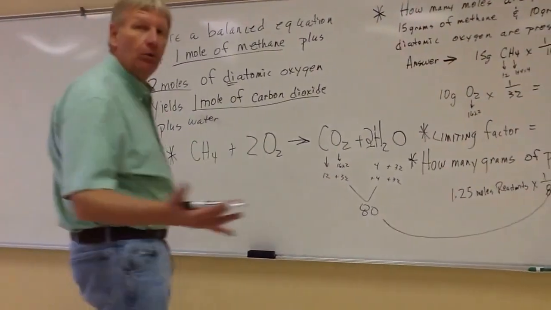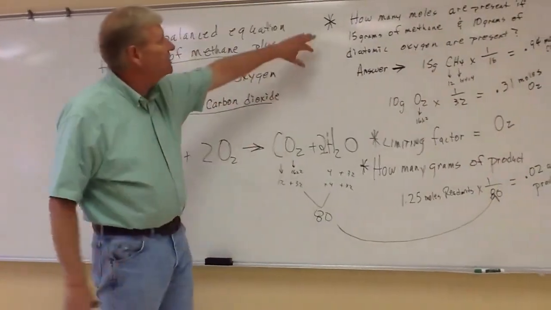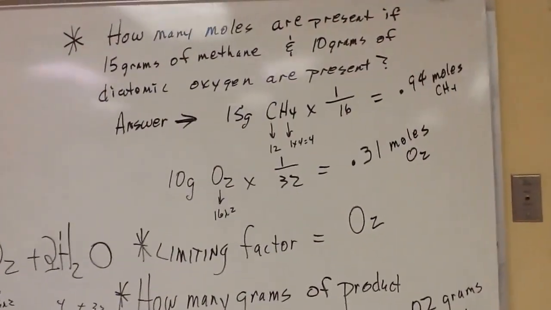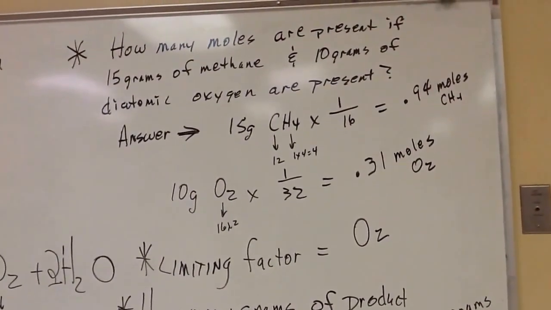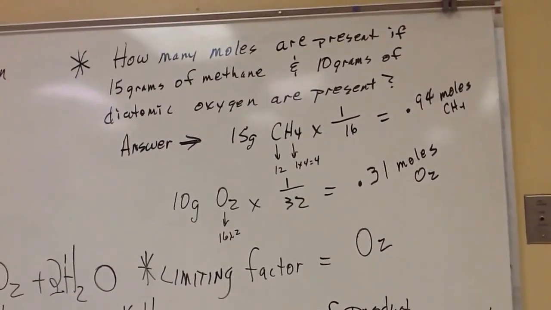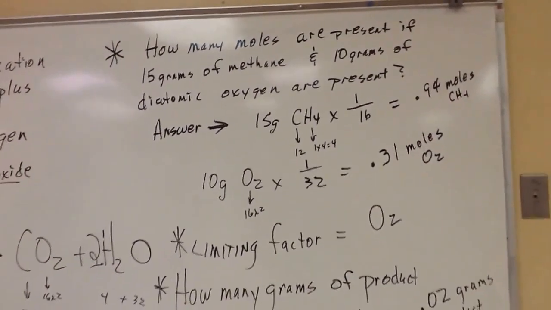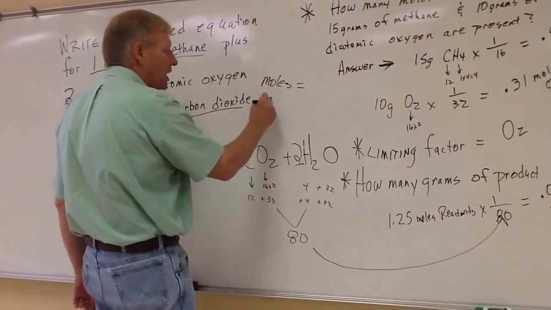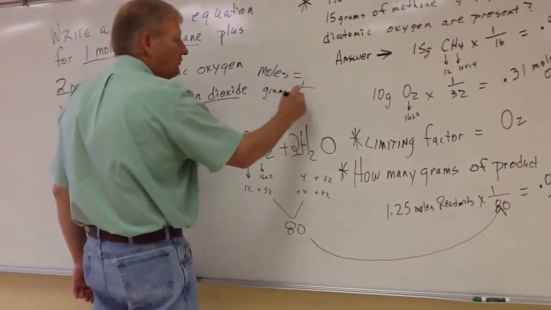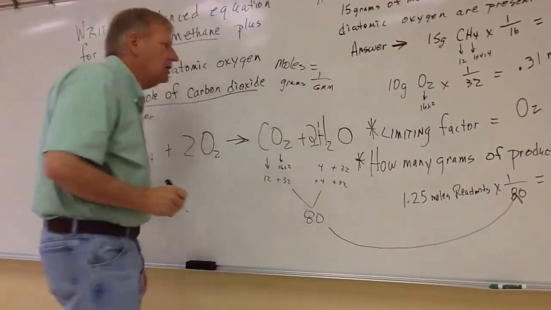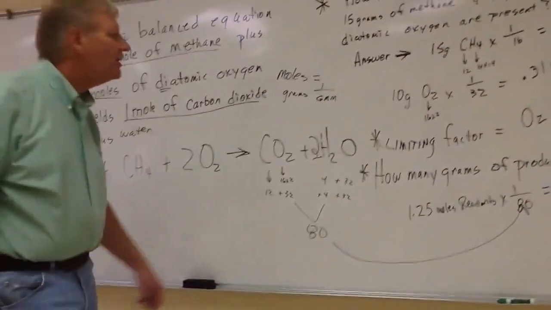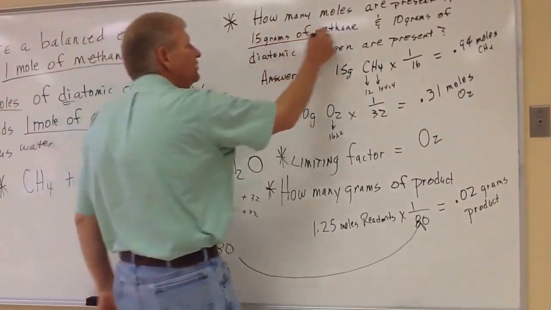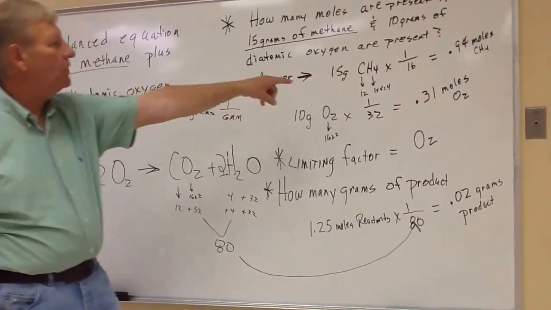So now then, if you remember in our sequence of progression, the next one says how many moles are present, but it's got to tell us how many grams of each thing. Now I want to know how many moles are present if 15 grams of methane and 10 grams of diatomic oxygen are present. Remember, to calculate moles, moles are equal to the number of grams times 1 over the gram molecular mass. So let's do that. First, how many moles of methane? It tells us that there's 15 grams of methane.